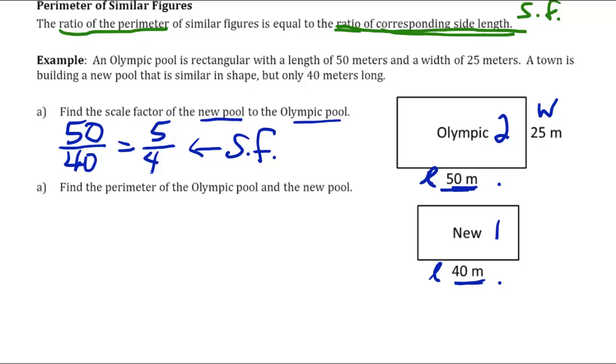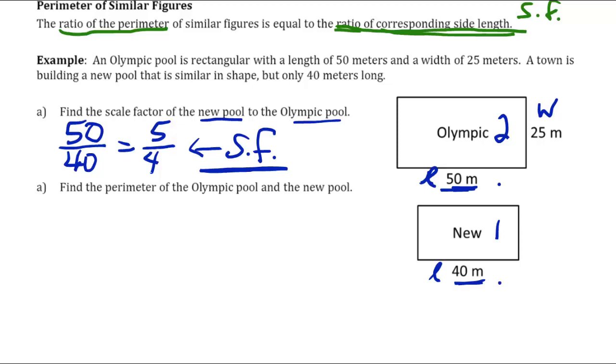Now I used those sides because I had lengths for both of these. I didn't have width for both. So this is the scale factor between the two. I used the measures where I do have a measure for each of those lengths. That's how you set up your scale factor.